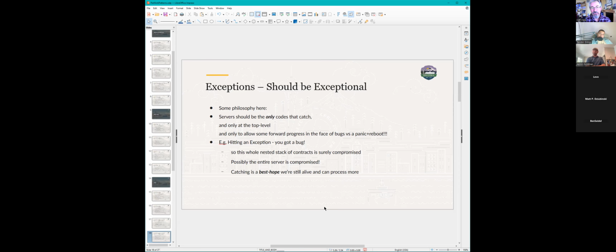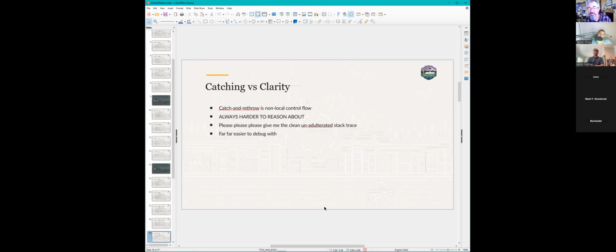Right. What I end up getting then is this corrupted stack trace, and I'm trying to root cause the original failure. Your catch and retry attempt didn't actually fix it, didn't help solve the root problem at all, and now it hampers the guy trying to debug and diagnose it. So catching and rethrowing is always non-local control flow. It's always harder to reason about. Please, please, please give me the unadulterated stack trace.